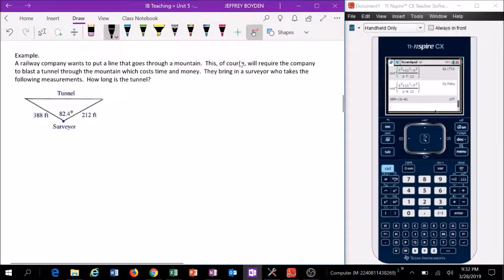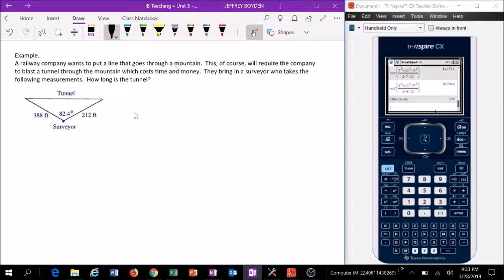Let's look now at a simple example that actually does come from real life. In this one, we've got a railway company that wants to put a rail line going through a mountain. We actually have done this in our state. If you ever drive through Snoqualmie Pass, you'll see train tunnels going through mountains. Even in the city of Tacoma, we have an area down by Ruston Way where our train line running through town goes basically through a hillside.